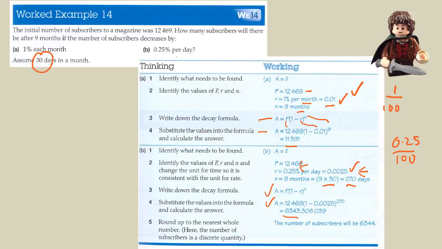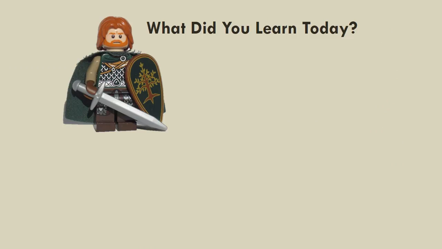You'd typically round that number up, okay, as we've done here. 6,344 would be the whole number of subscribers, because obviously you can't have 0.3 of a subscription to a magazine. They're only whole numbers. It's what we call discrete data, just whole numbers.